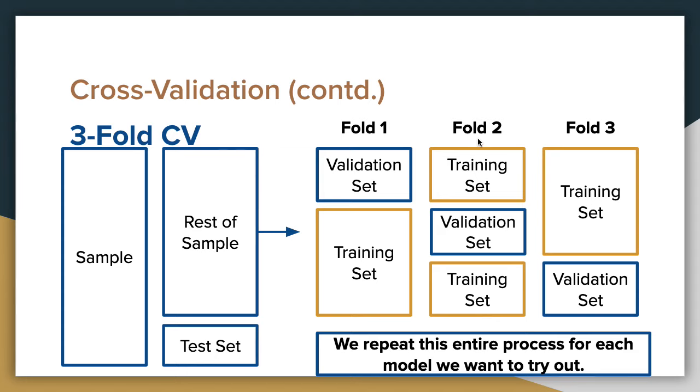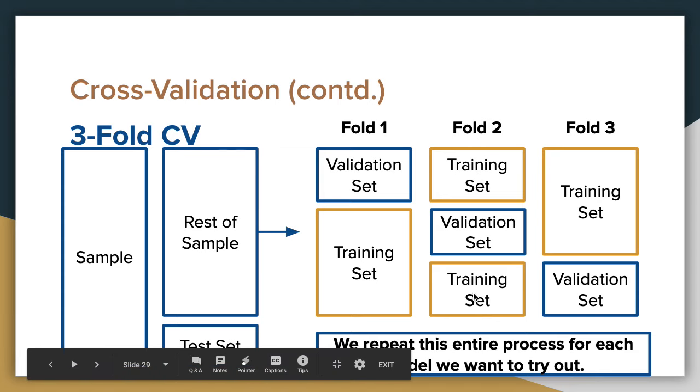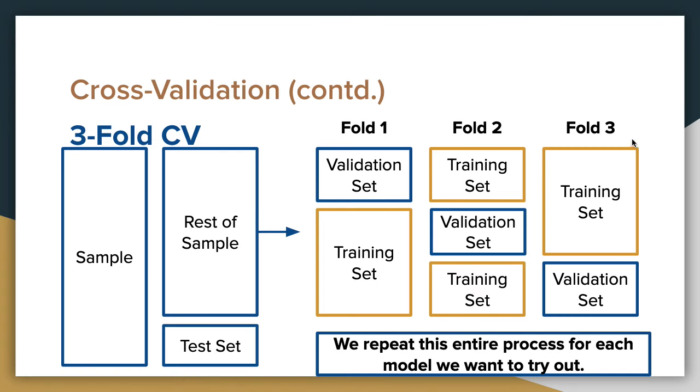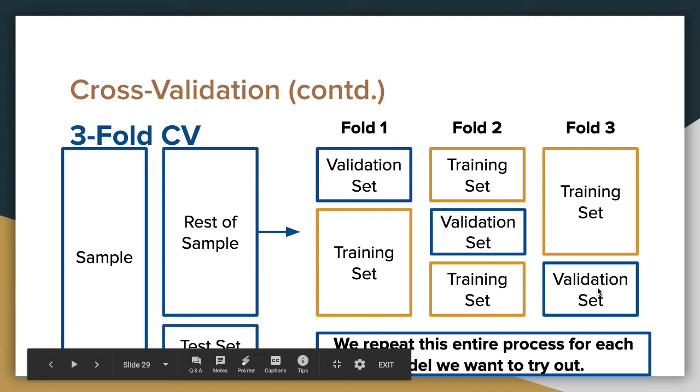In fold 2, you're going to use your sets A and C to train your model, and then you're going to use your set B to validate it. And then in fold 3, you use your sets A and B to train your model, and then you use your set C to validate it.